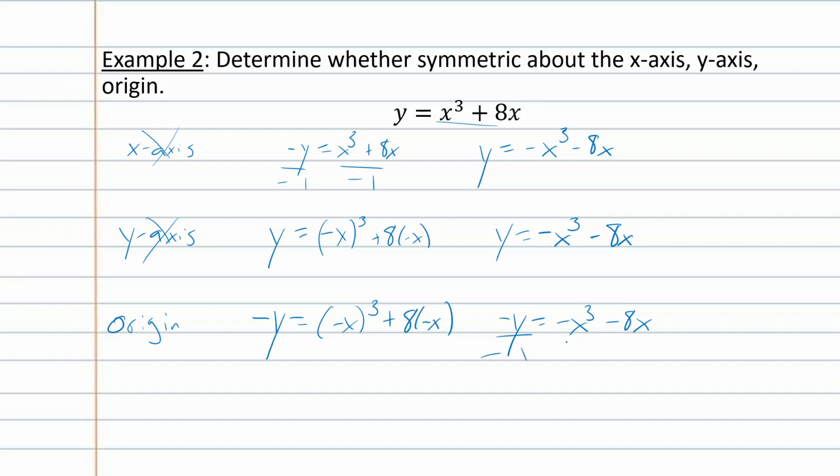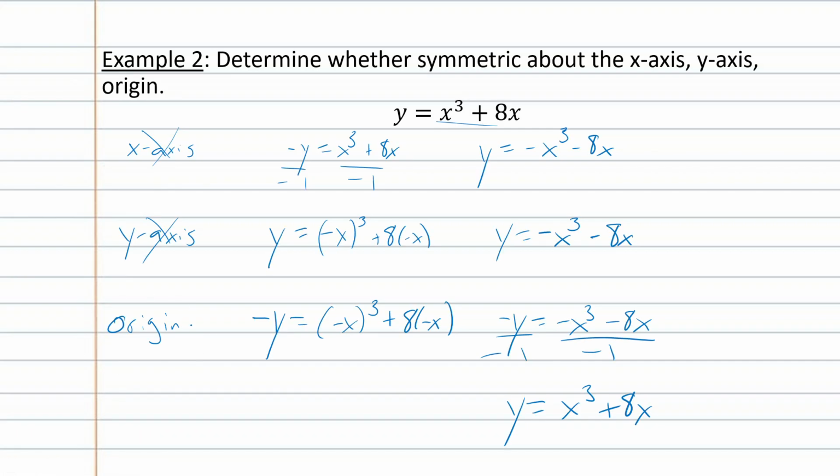And if I divide by negative 1 on both sides, I think this one's going to work out. The negative on the x cubed goes away. The negative on the 8x goes away. And we wind up with the original. So in this case, we are symmetric with respect to the origin. So symmetric about the origin. Fair enough.